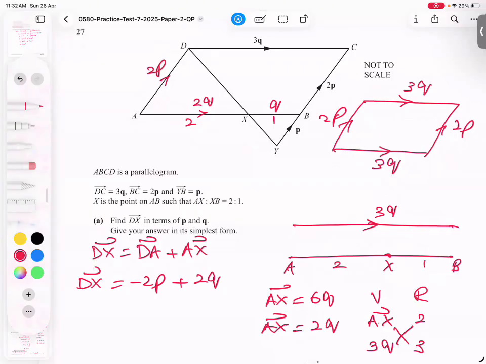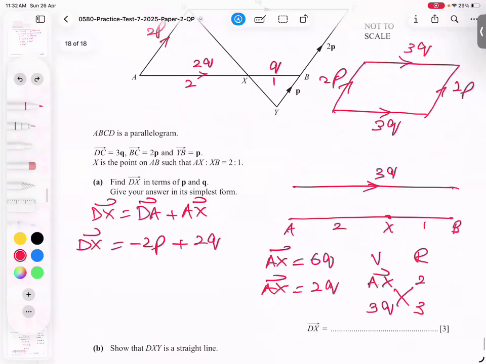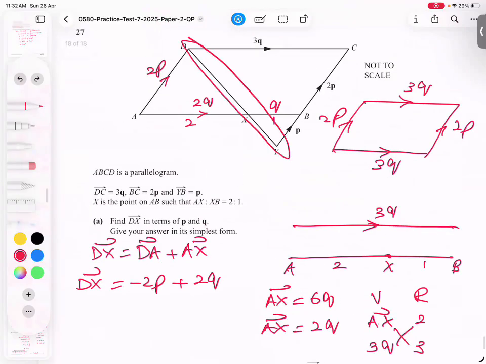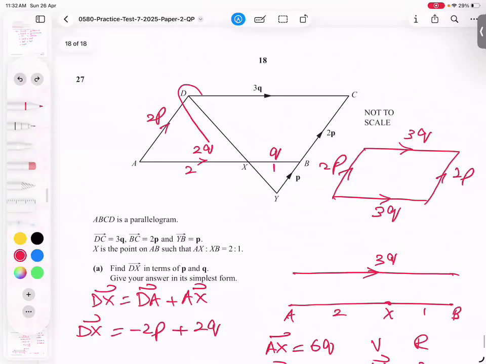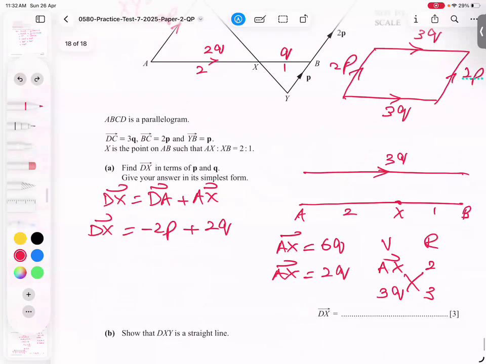And let's talk about the last part. He says, show that this is a straight line. So how can we show a straight line? We need this on this vector. If we check it, we have 3 points. One is DX, so we're looking for the DX vector. Second is DY, so we can check for DY, and lastly XY. So we have 3 vectors. I need any 2. This we have, luckily we found. And if I find XY, I will get my answer. So first of all, I'm going for XY.